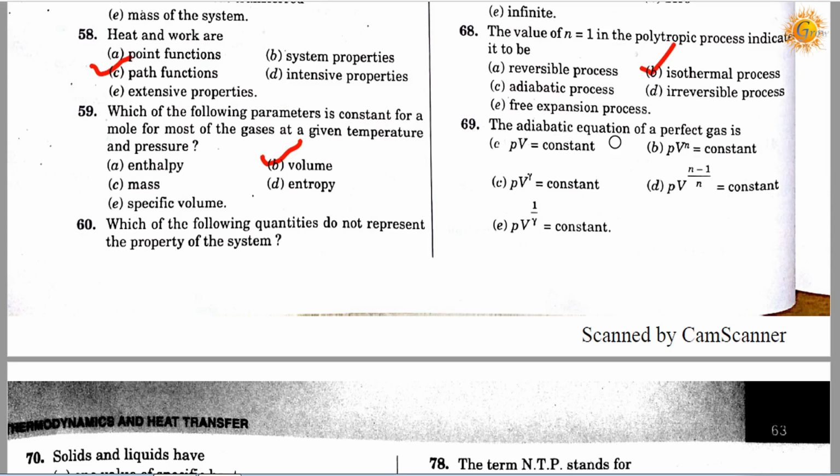Question number 69. The adiabatic equation of a perfect gas is option A PV is equal to constant, option B PV^n is equal to constant, option C PV^gamma is equal to constant, option D PV^((n-1)/n) is equal to constant, and option E PV^(1/gamma) is constant. So correct answer is C. PV^gamma is equal to constant.